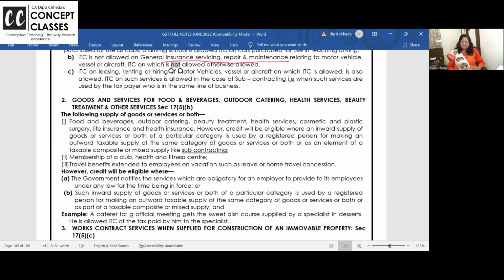Right? Mixed supply, composite supply, catering or event management. So you have taken event management for guests of 500 people and an engagement ceremony.